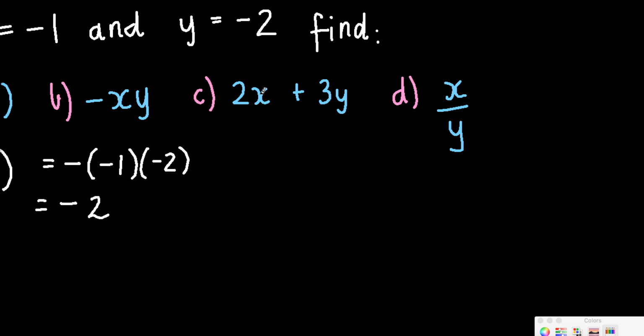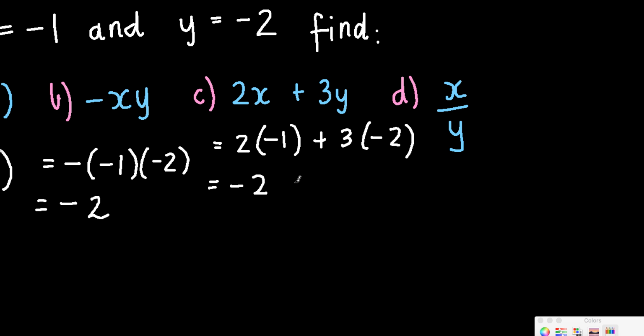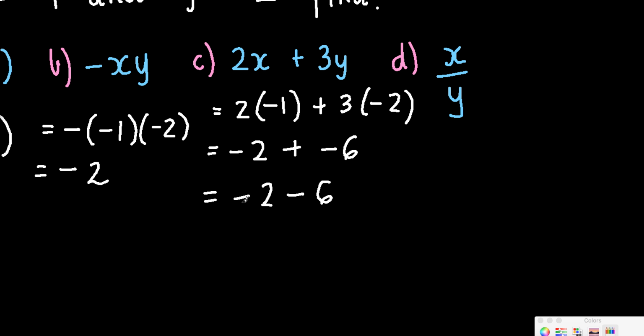Okay, nearly there. We've got negative 1 for x and negative 2 for y. So this is telling me I need to do 2 times negative 1 plus 3 times negative 2. Always multiply before you add, so we'll multiply these two together. 2 by negative 1 is negative 2, and 3 by negative 2 is negative 6. Now we've got negative 2 plus negative 6. I'm adding a negative. When we add negatives, that's the same as going to the left on the number line. It's the same as subtracting. So now I'm left with negative 2 take away 6, and I get negative 8.